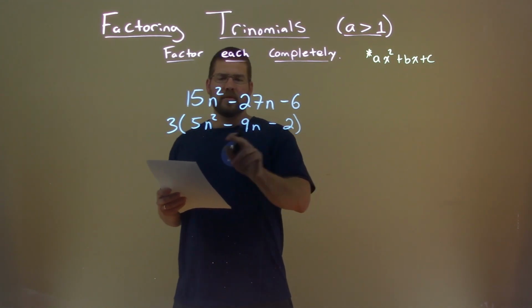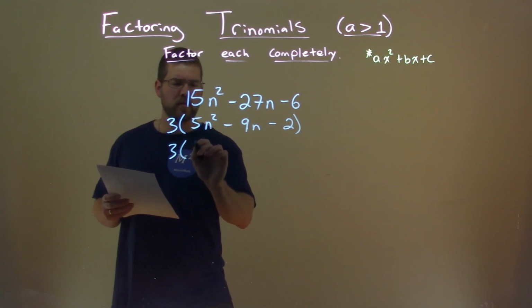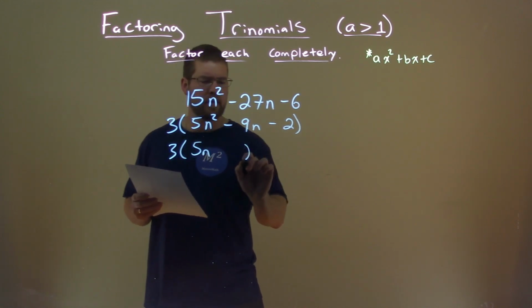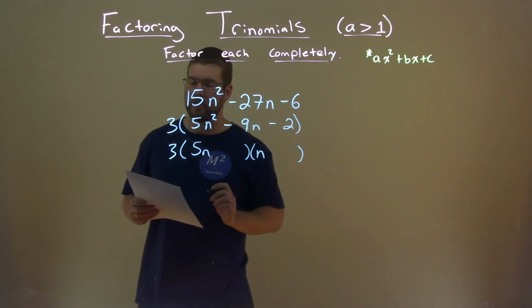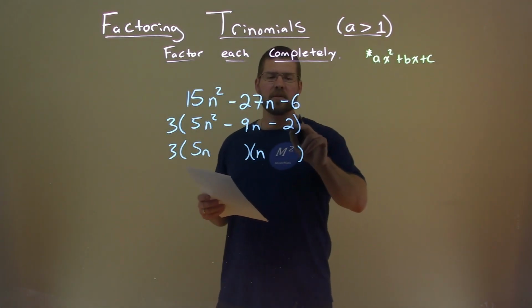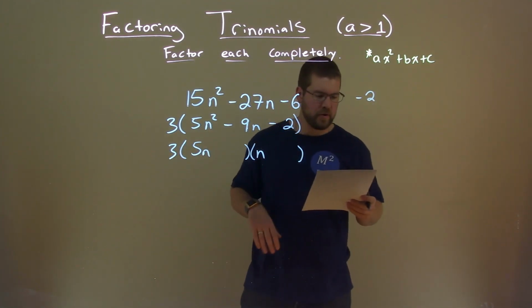We look at this and we say, okay, 5 is a prime number. That's our a value. So we know this is going to be in some form of 5n plus or minus something else, times n plus or minus something else. And then now let's look at the c value, which is a negative 2. What two numbers multiply to be negative 2?